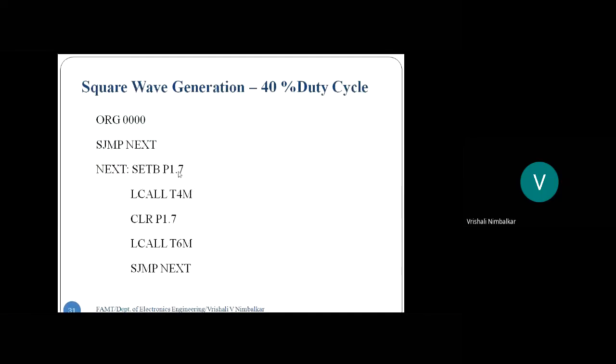So set P1.7, sending logic 1, that is the on time period. Wait for how much? 4 milliseconds. T4M is a label for the timer program which generates a delay of 4 milliseconds. Then clear the port pin and wait for 6 milliseconds, so we call another timer program which generates a delay of 6 milliseconds. We keep this in a loop: set the bit, clear the bit, so as to generate a square wave.